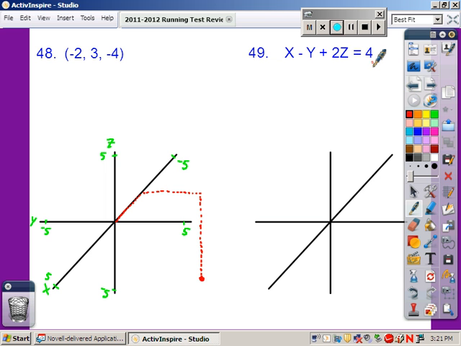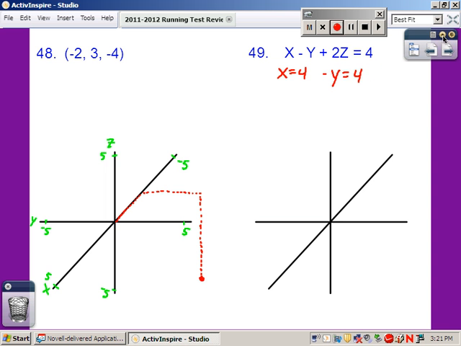So I'm going to say x equals 4, negative y equals 4, and 2z equals 4, like 3 small problems. This one is solved already, so I can go ahead on the x-axis and put where I think 4 is, probably somewhere down here. That's one of the points I'm going to graph.